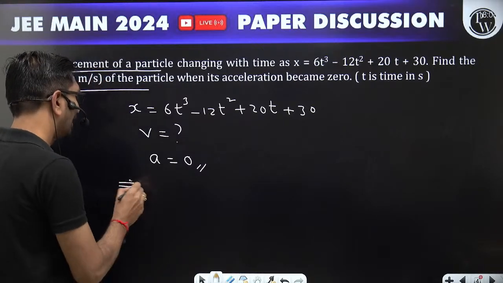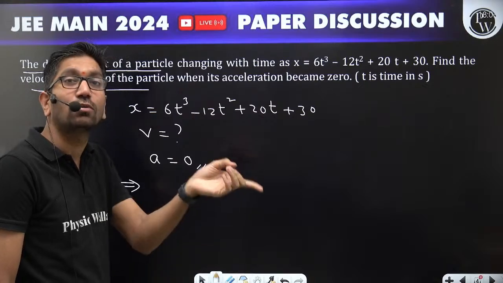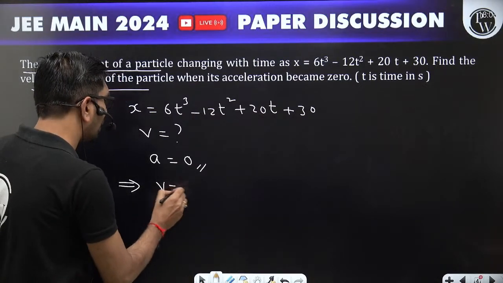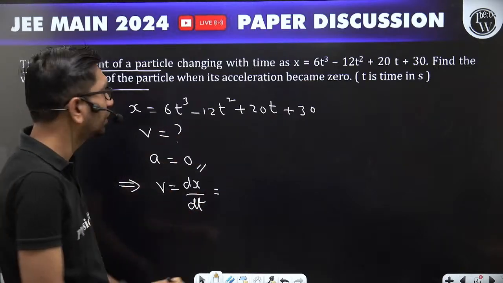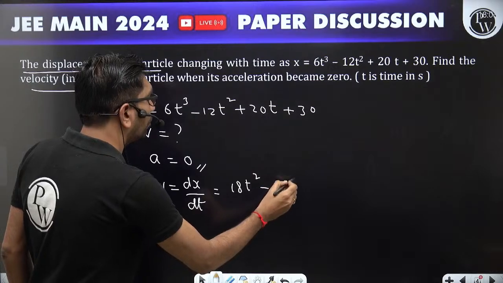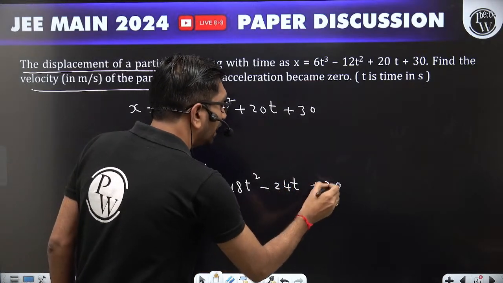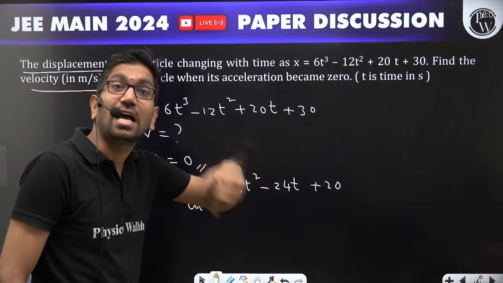Now see here, beta, here displacement is variable. In order to calculate the velocity, which formula we have to use? dx by dt, right? So do the differentiation. What do you get? 18t square minus 24t plus 20 you'll get, right? This is the velocity you got, okay? And the velocity is again variable.